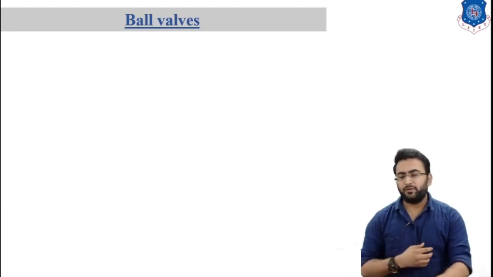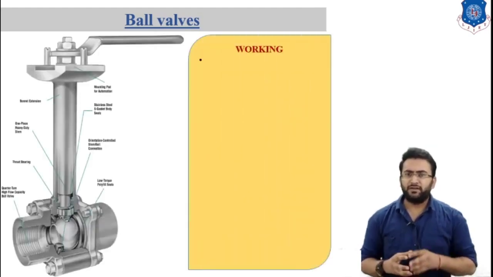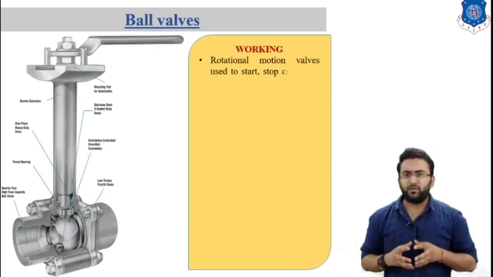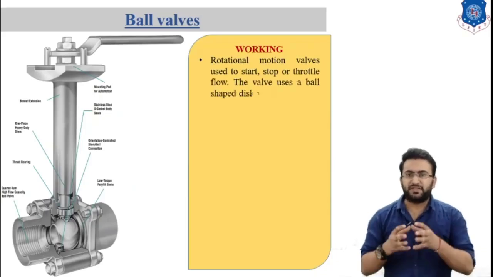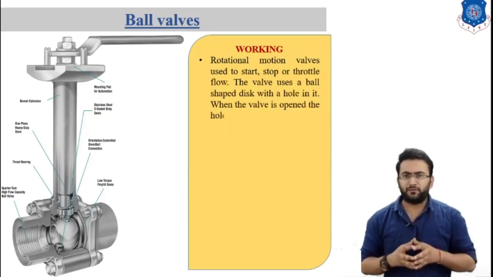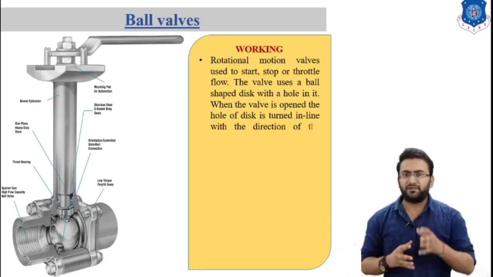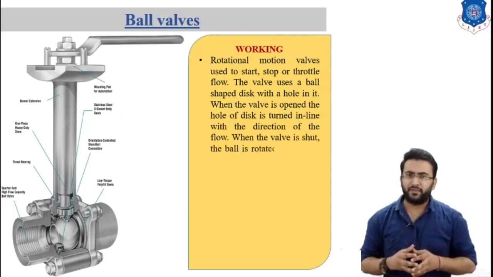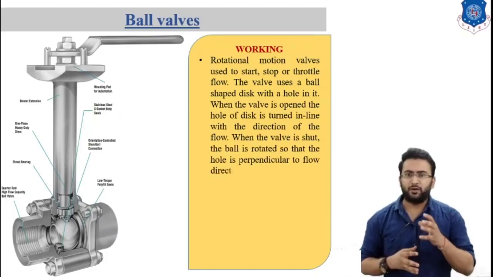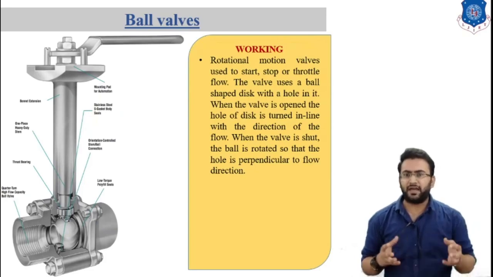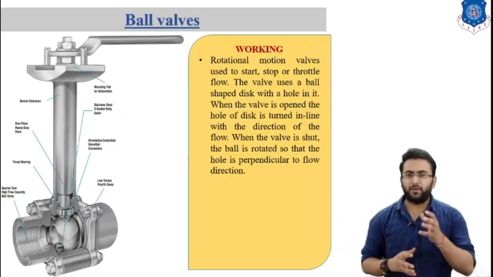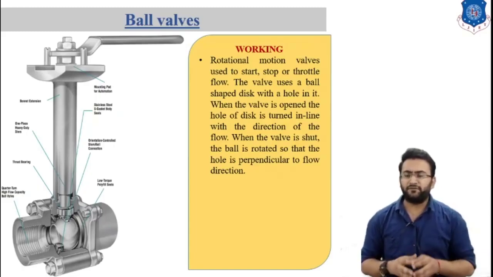So let's talk about ball valve. Ball valve is one type of rotational motion valve which is used to start, stop and throttle the flow. The valve uses a ball-shaped disc with a hole in it. When the valve is open, the hole of the disc is turned in line with the direction of flow. When the valve is closed, the ball is rotated so that the hole is perpendicular to the direction of flow.